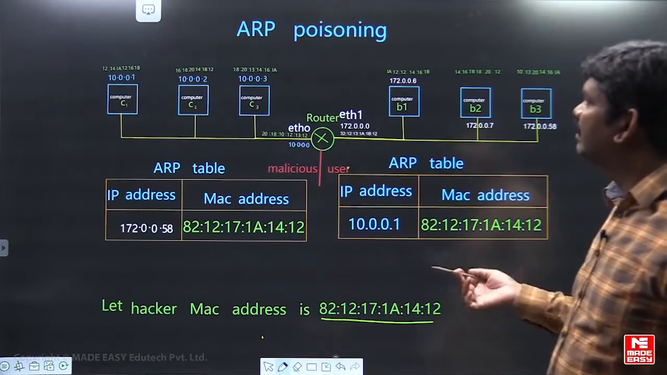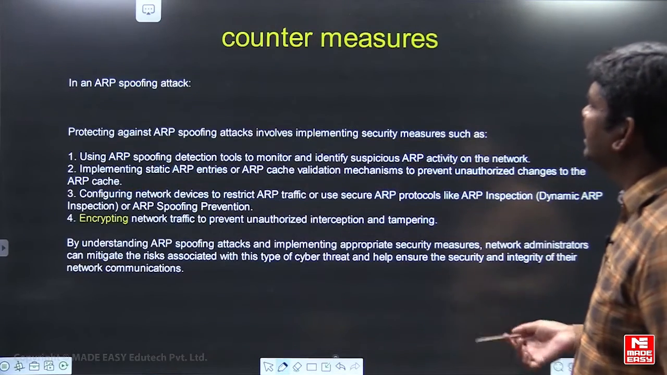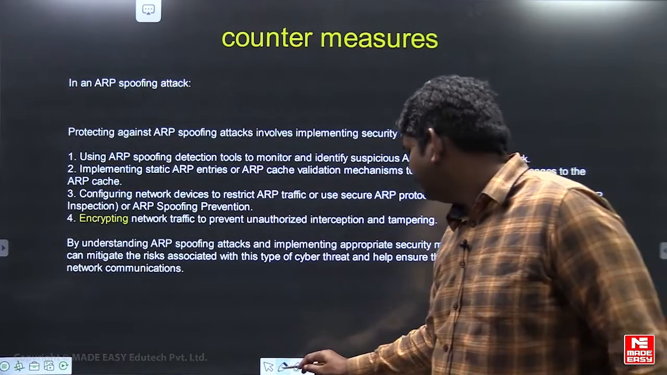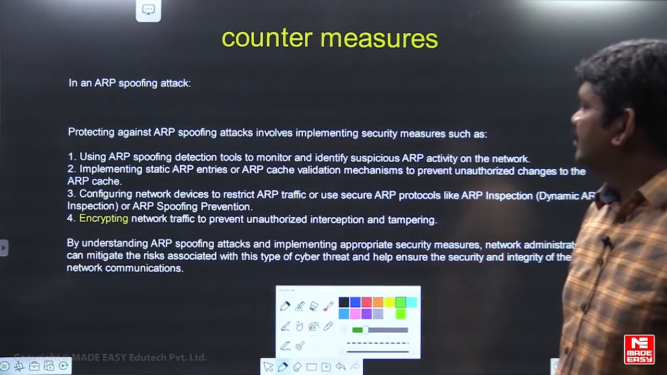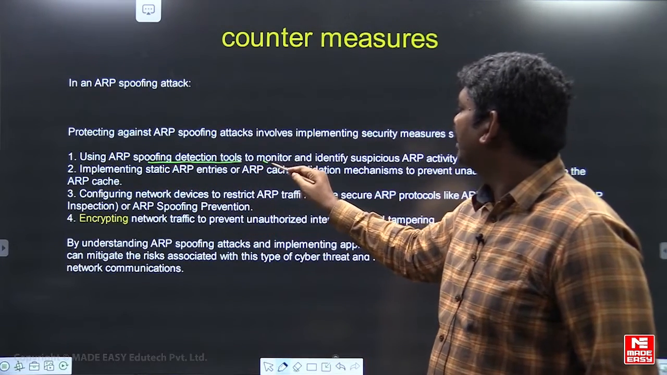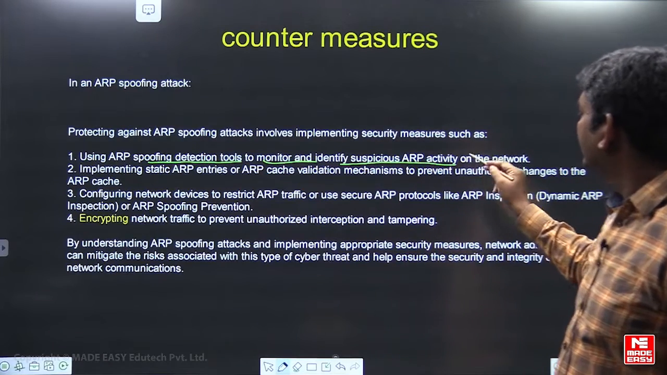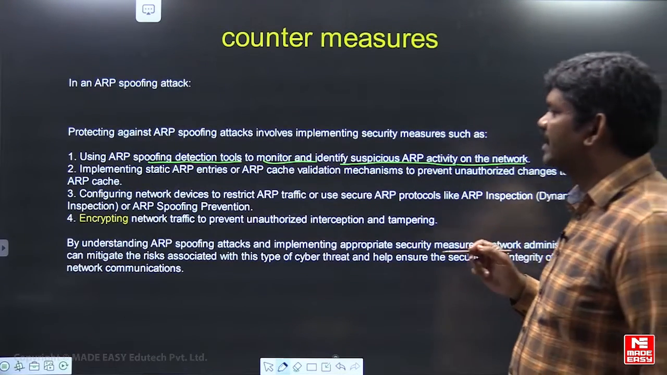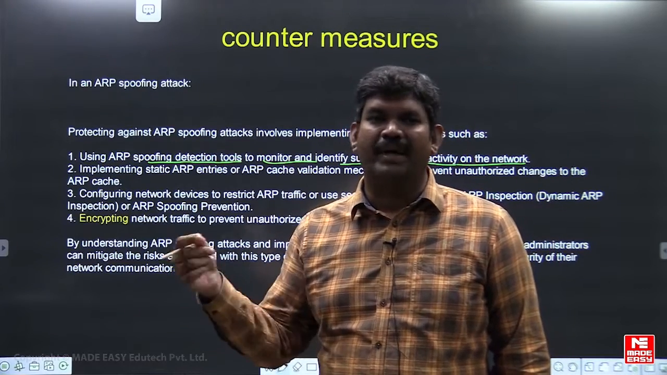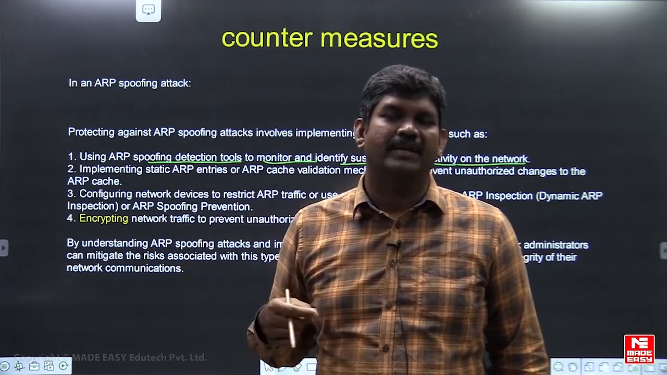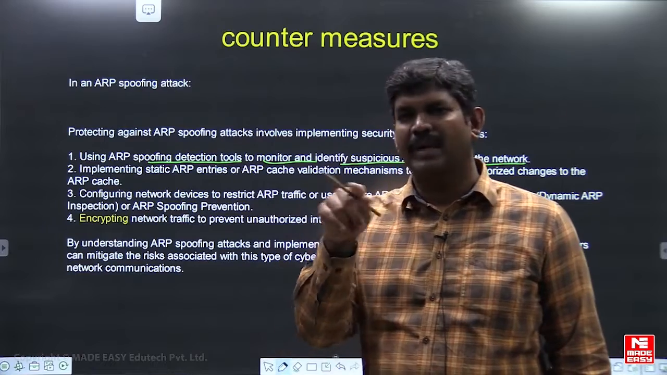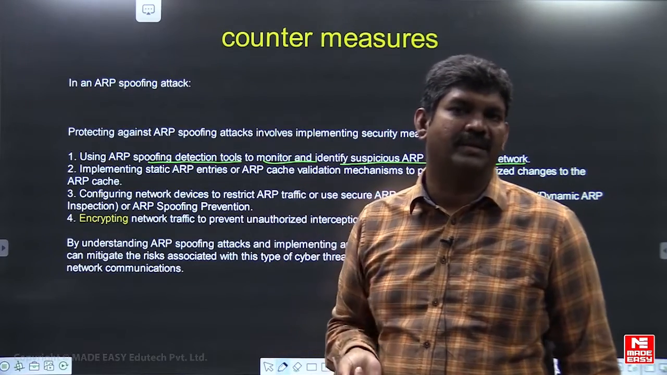To overcome this ARP poisoning, you can go for different countermeasures. First, using ARP spoofing detection tools to monitor and identify suspicious ARP activity on the network. Something like an IDS, intrusion detection system, in a LAN. You can connect to one of the ports and find out whether any suspicious activity is going on or not. That is one way to counter it, and you can remove that particular port if such a thing happens.